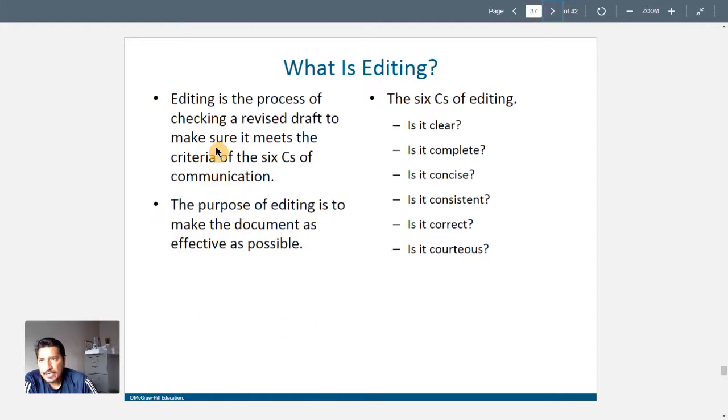What is editing? Editing is the process of checking a revised draft to make sure it meets the criteria of the 6 C's of communication. If you recall, in our first lecture, the 6 C's were clear, concise, courteous. These C's, you need to use in your communication. Sometimes you use them all, sometimes you use a few. The purpose of editing is to make the documents as effective as possible. See that? The 6 C's, right? Complete, concise, consistent, correct, and courteous.